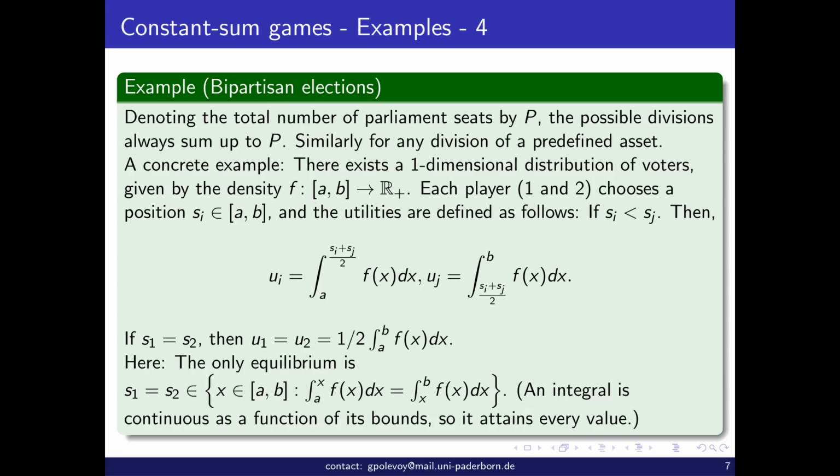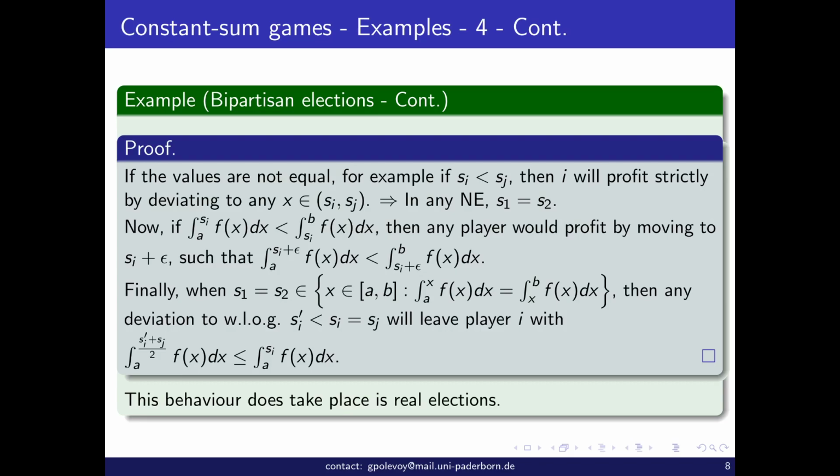And let's say if the voters are distributed uniformly, it means that they both have to be in the middle of the segment A and B, and otherwise they adjust in a way which equally divides the voters to the left and to the right. Now, let us prove why this is the only equilibrium.